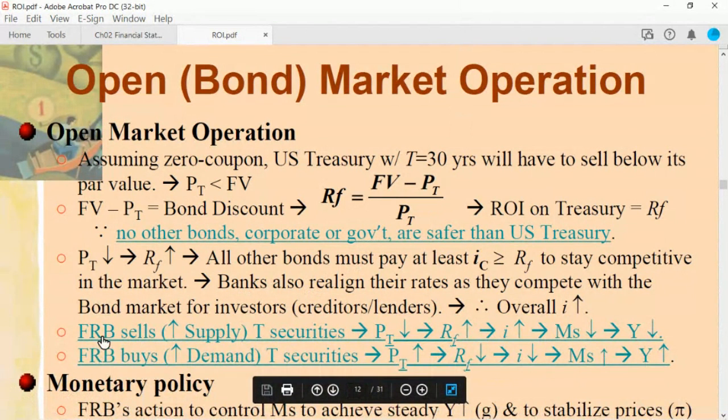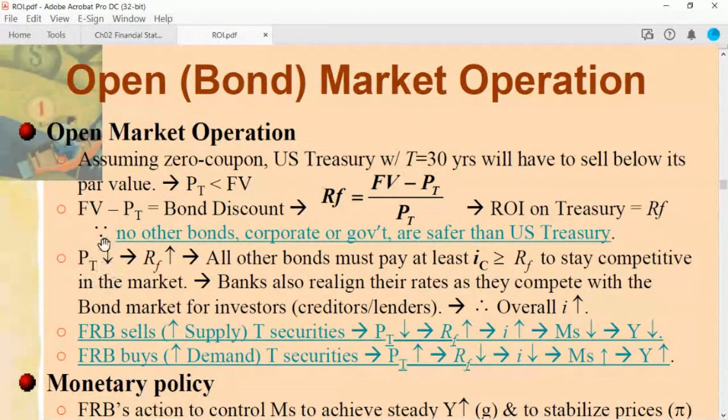But let's take a look at the mathematical aspect of this. What if the selling price of the Treasury goes down? Meaning currently a 30-year zero coupon U.S. savings bond is selling for $500, but let's say it goes down to $400.